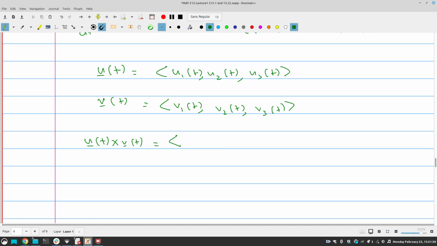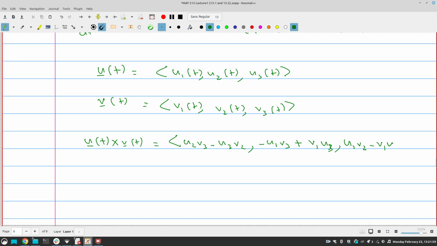So this is equal to (u2 v3 minus u3 v2, comma, negative u1 v3 plus v1 u3, comma, u1 v2 minus v1 u2), right?